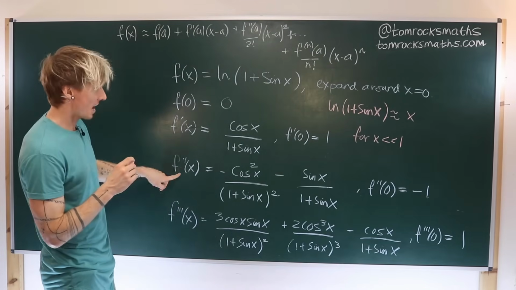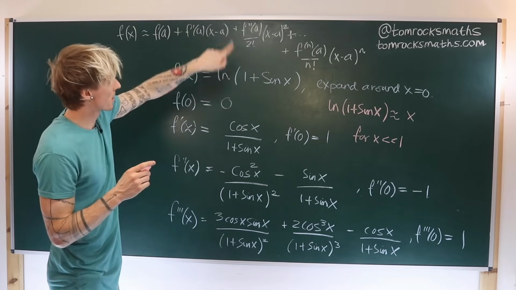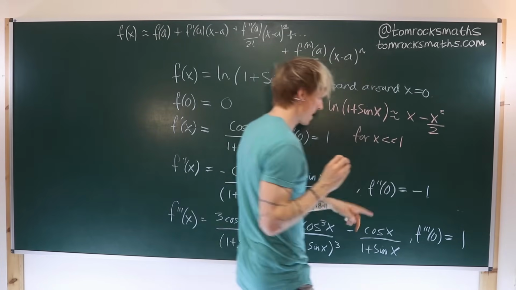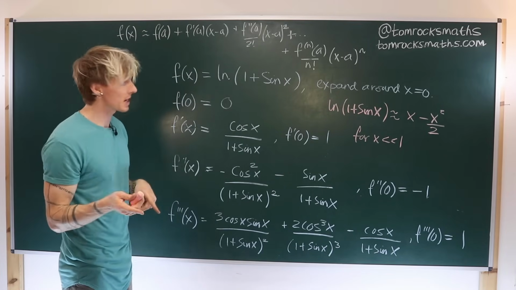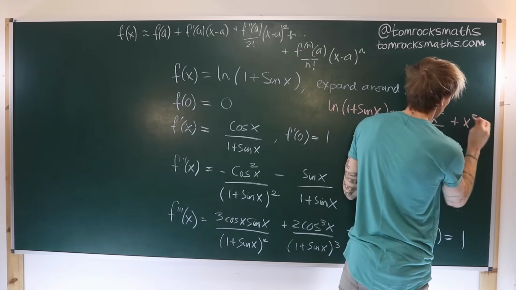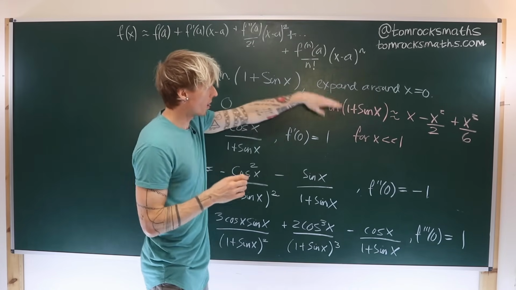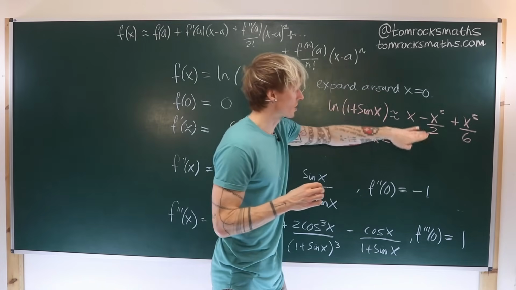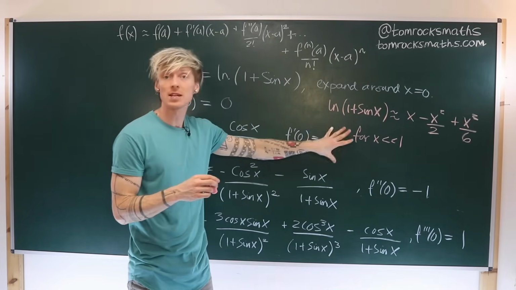Then f double prime is minus 1, so minus 1 over 2 factorial, so minus a half x squared. And then we've got a 1 for our third derivative over 3 factorial, which is 6, and we've got an x cubed. So plus x cubed over 6. So our formula for log of 1 plus sine x, we can say this is approximately equal to x minus x squared over 2 plus x cubed over 6 whenever x is small, i.e. whenever x is near to 0.